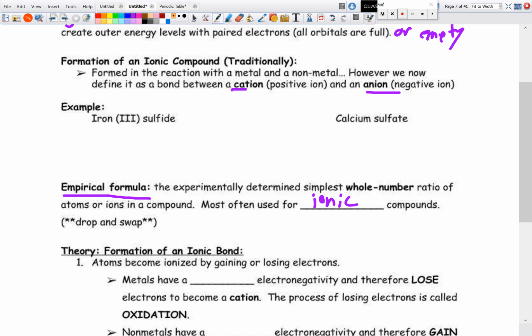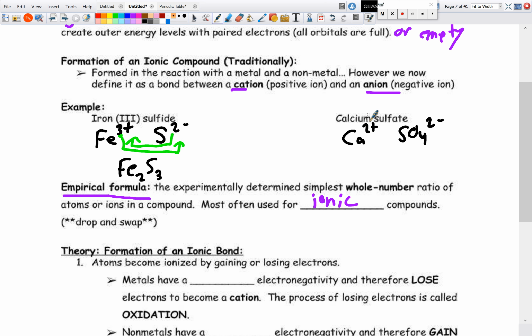compounds. Now, once again, we've done the Science 10 review. So just a reminder, when we do drop and swap, like iron 3 sulfide, we wrote our iron out with the charge, we write the sulfide with its charge, and of course when we did our drop and swap, we dropped the number down and we brought it in front of the one atom, and we did the same with the other. So for example, iron 3 sulfide would be Fe2S3.